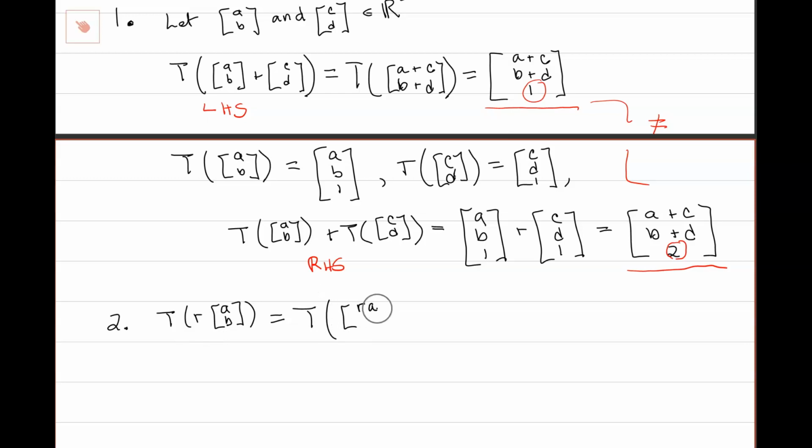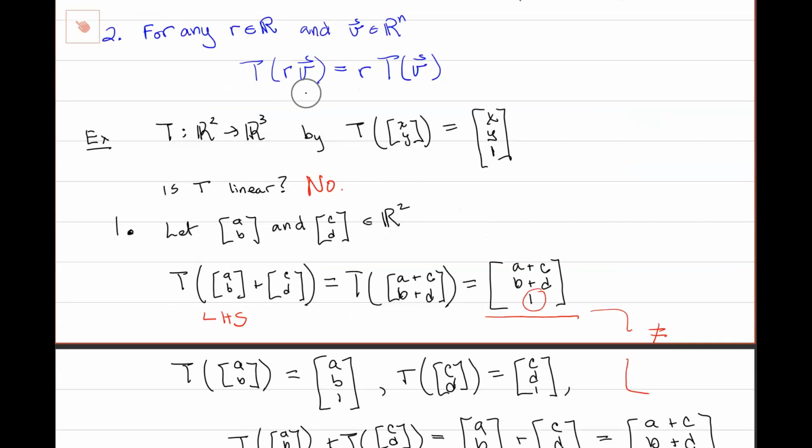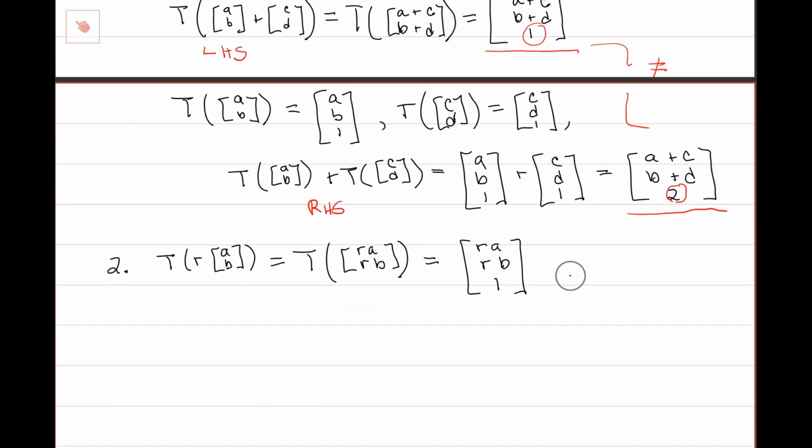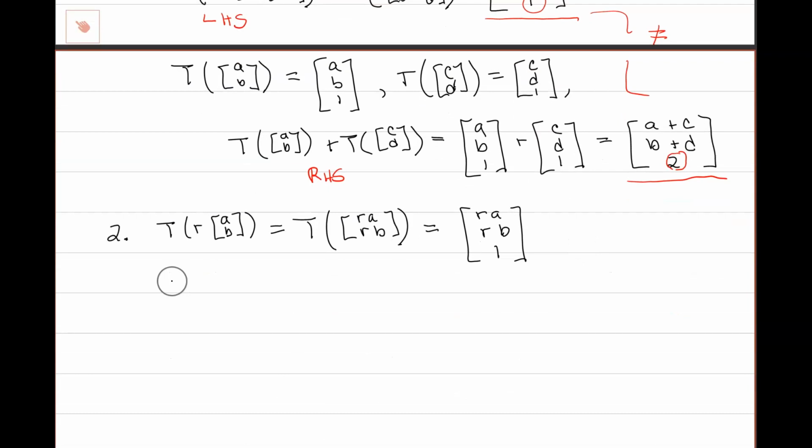So that's scalar multiple, right? It's R times A, R times B are now the components. And if I apply the transformation, I'm going to get RA, RB, and 1. So this is what we just computed. The right-hand side of the property says compute R times the transformation of the vector. So R times T of AB.